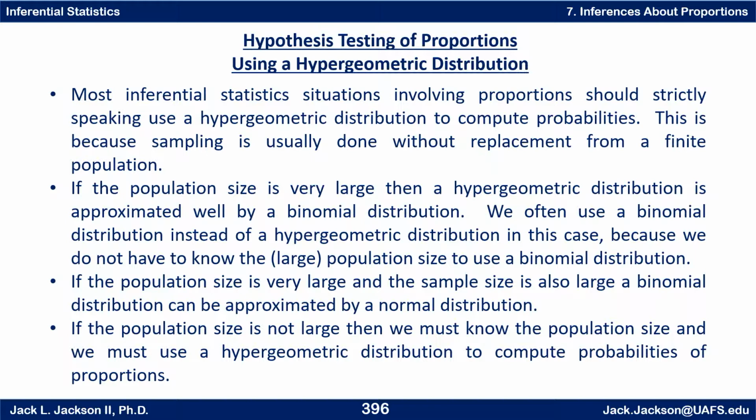We'll get to working with binomial and normal approximations later, but in this video we're going to talk about the actual situation, which is a hypergeometric situation. If the population size is not large, then we must know the population size, and we must use a hypergeometric distribution to compute probabilities of proportions, because the binomial and normal approximations would not be close enough.